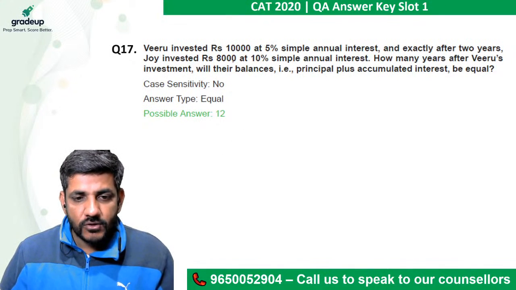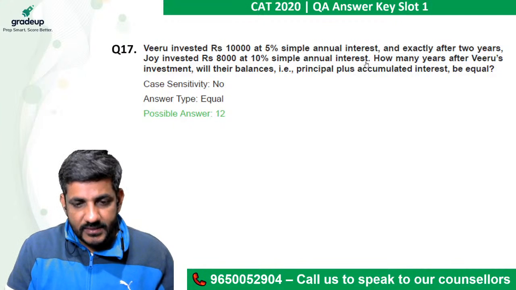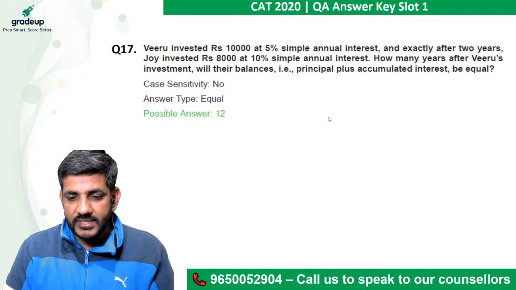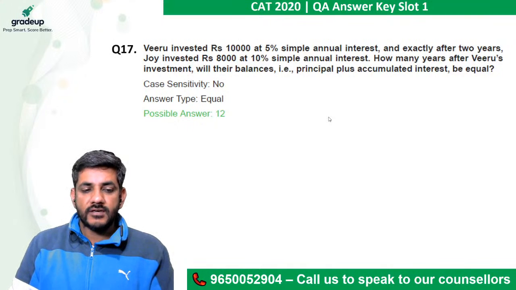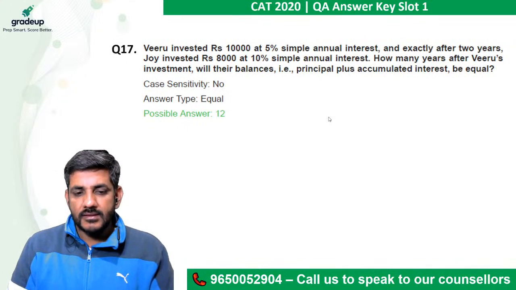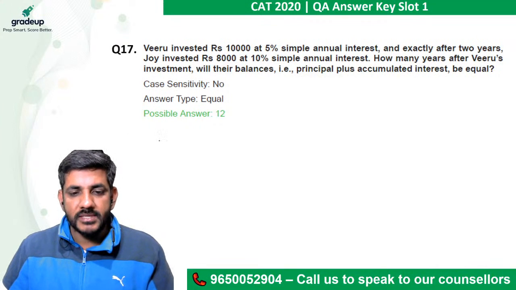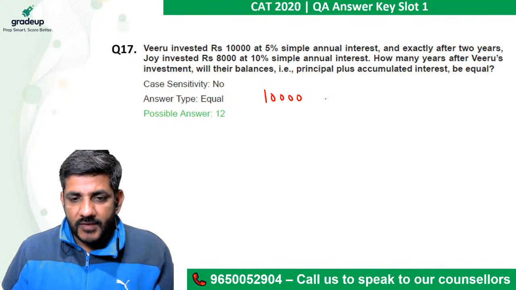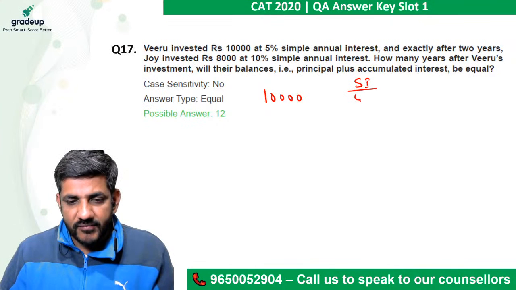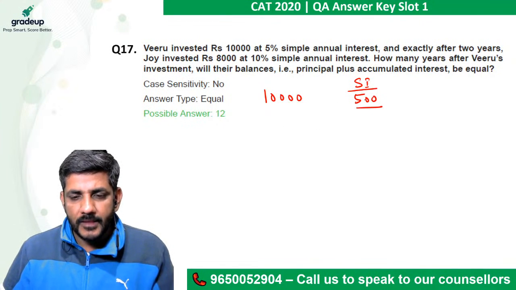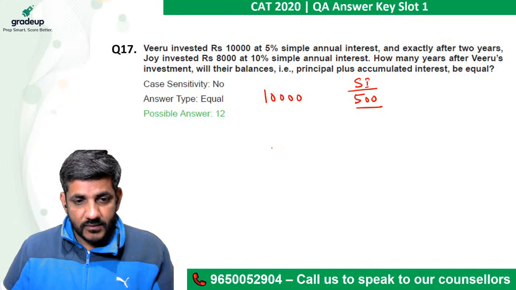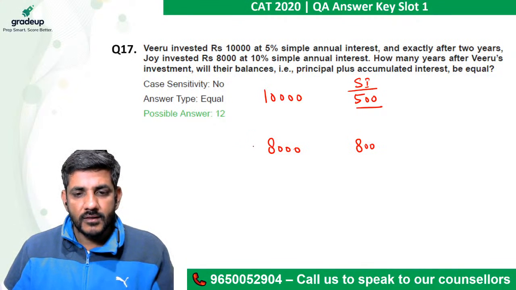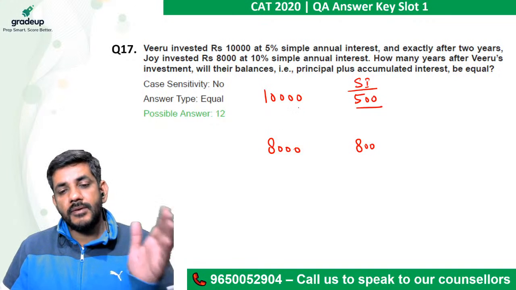So this says viz-a-viz invested rupees 10,000 at 5% simple interest. And exactly after 2 years, Joy invested 8,000 at 10% simple interest. So how many years after viz-a-viz investment will their balances, that is principal plus accumulated interest, be equal? So viz-a-viz invested 10,000 rupees at 5% simple interest, so basically he is getting 500 rupees as interest every year. And exactly after 2 years, Joy invested and he is getting 10% interest, that is 800 rupees. So after how many years will their investments become equal?